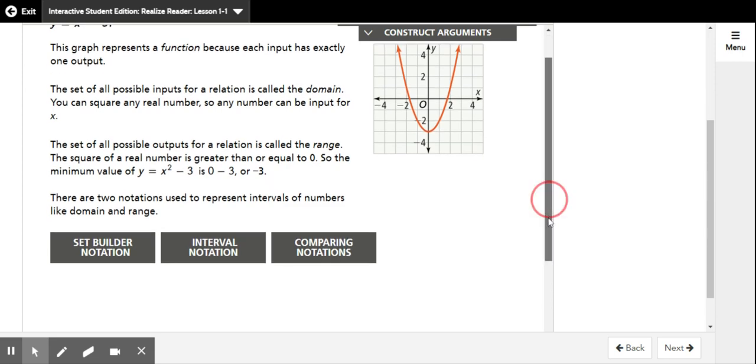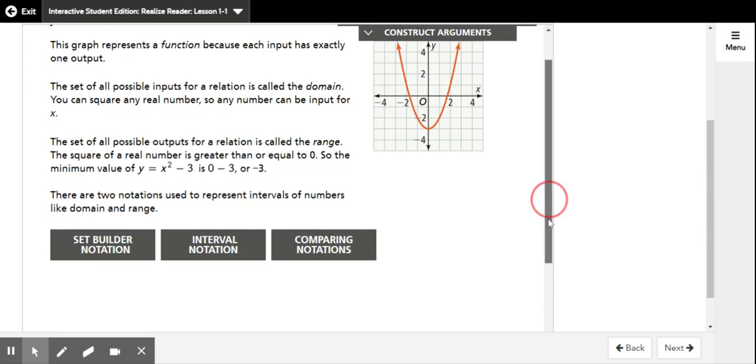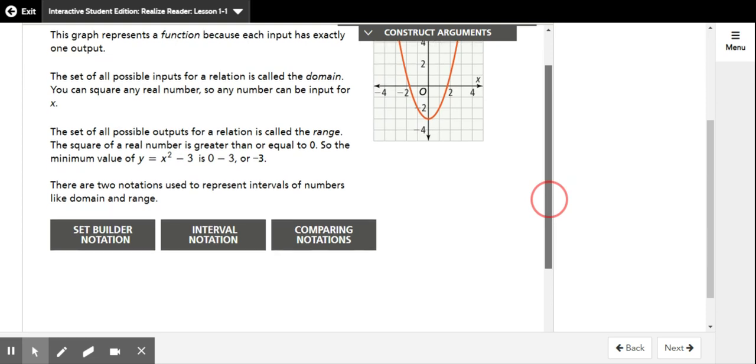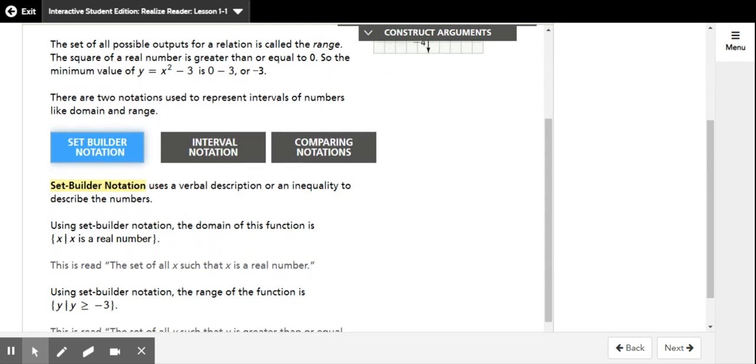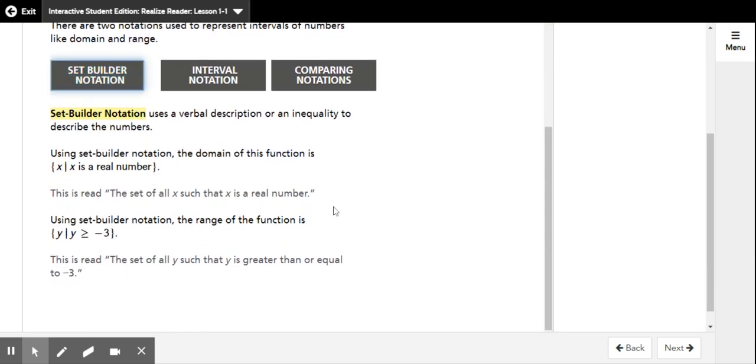There's 2 ways to represent range and domain. So set builder is essentially, I'm not going to read through all that, but what I want you to get out of that is set builder is an inequality, or if it's a real number, maybe it's all real numbers, then it's just all real numbers, okay?